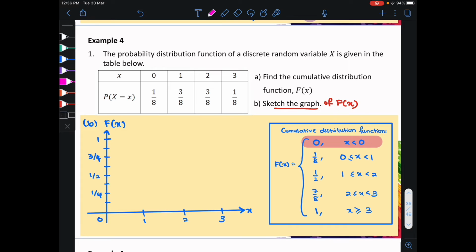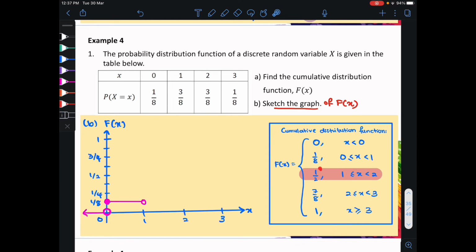So draw an empty circle at x equal to 0 and an arrow going to the left-hand side, since F(x) is always equal to 0 when x is less than 0. For the second one, F(x) is 1 over 8 when x is between 0 and 1 and 0 is inclusive. So 1 over 8 is here. So draw a dense circle at x equal to 0, empty circle at x equal to 1 with a straight line connecting the two circles.